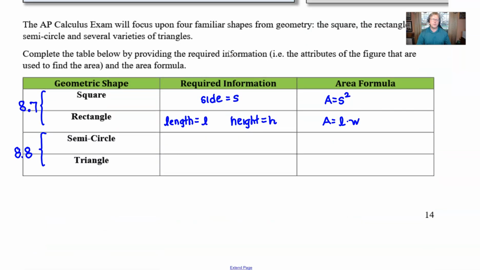So we need to know the area of these shapes, but before we know the area, we need to know some special information. So for a semicircle, what is that special information that you ask? It would be the radius, right? You can't do much with finding the area of a semicircle unless you know the radius. And so the formula for a semicircle is 1/2 times our good friend pi r squared.